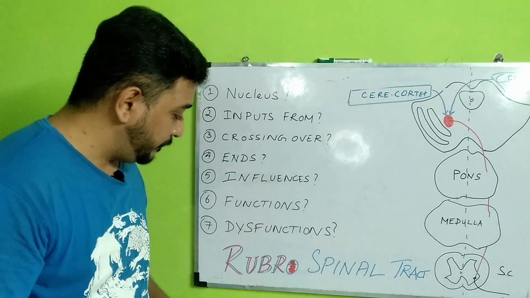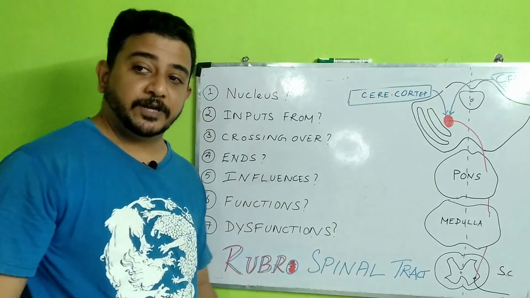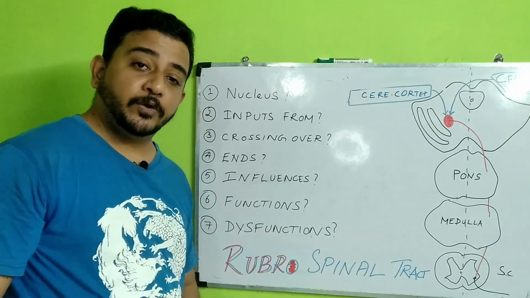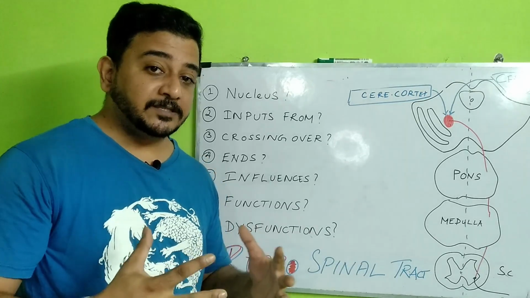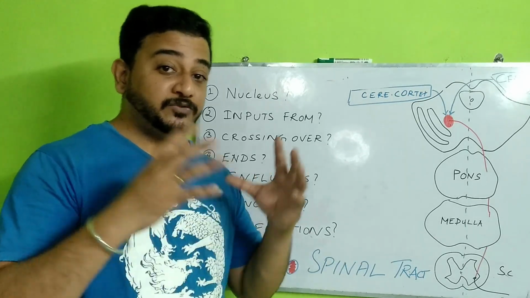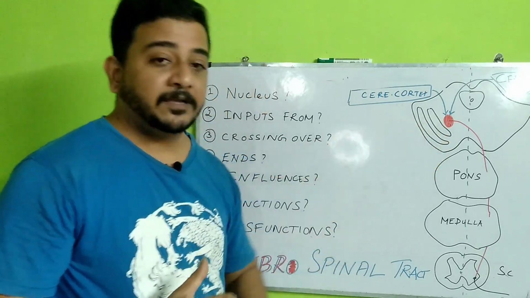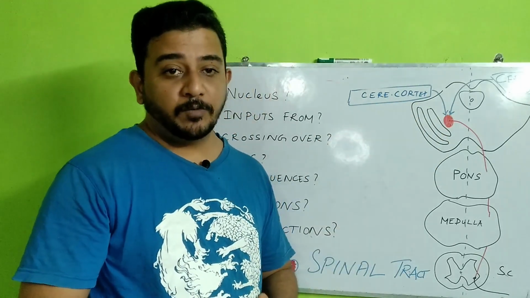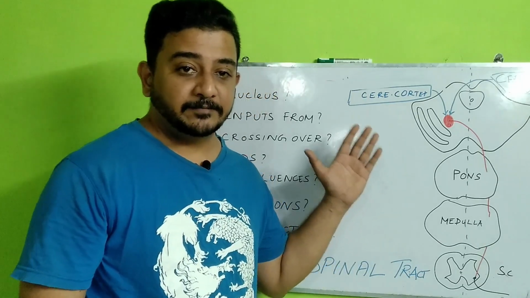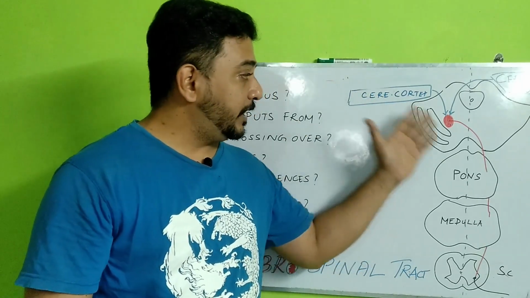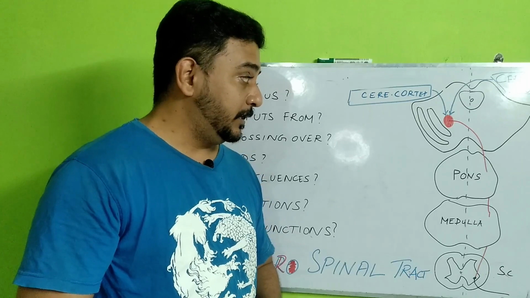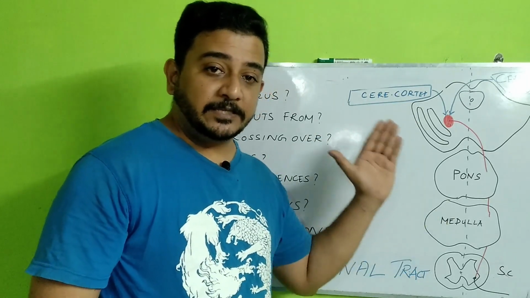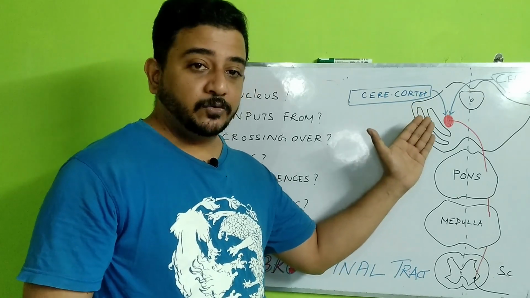So the tract we are going to take today is the rubrospinal tract. When I say rubrospinal tract, I have mentioned the rubro in red color because this is concerned with a structure which is red in color, which is nothing but the red nucleus. The red nucleus is in the midbrain. We know about the other structures of the midbrain, the tectum and tegmentum. Along with that, you have the red nucleus as well.